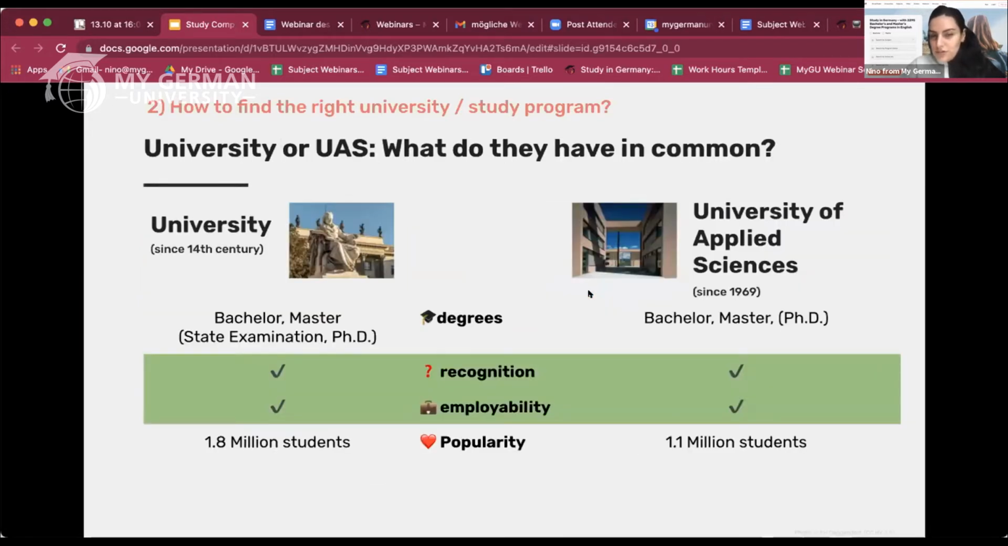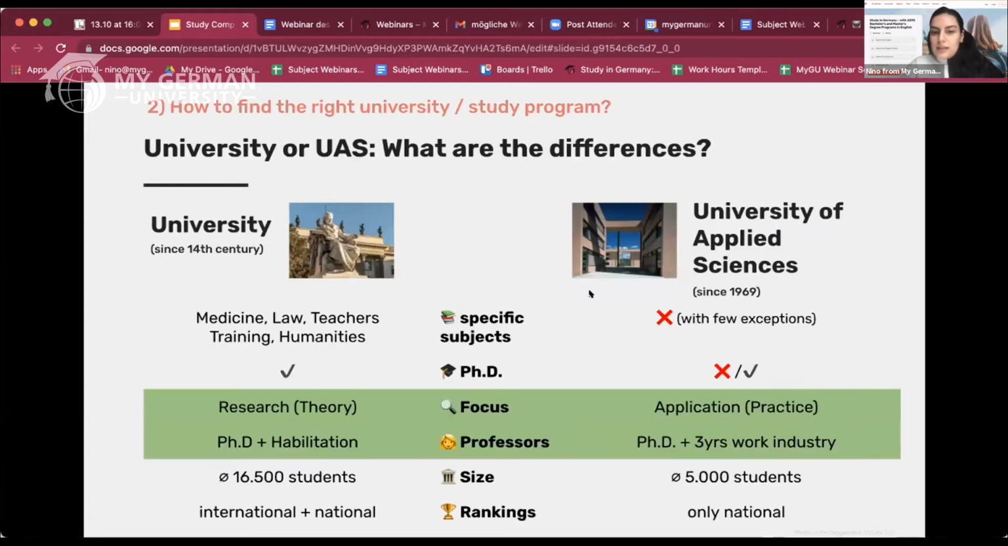Why is this division important? Mainly, you can see on the table that there are no major differences. The major difference is the focus of the studies. Universities are more research or theory oriented, and universities of applied sciences are more practice or application oriented. Our professors are also here, so if I missed something or did not say something very exactly, you're very welcome to correct me.